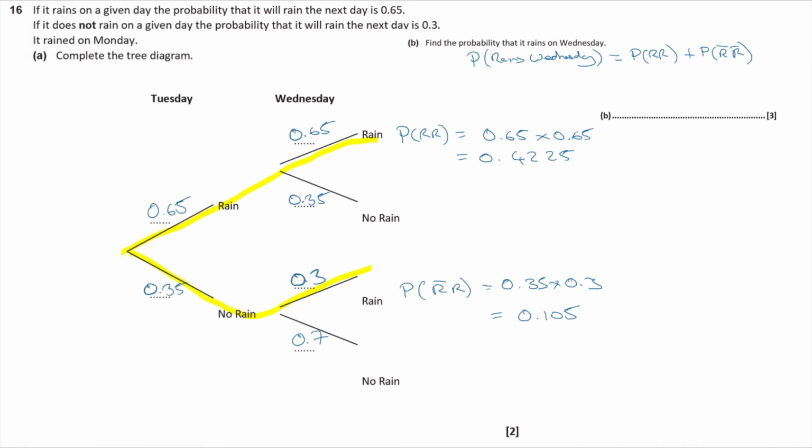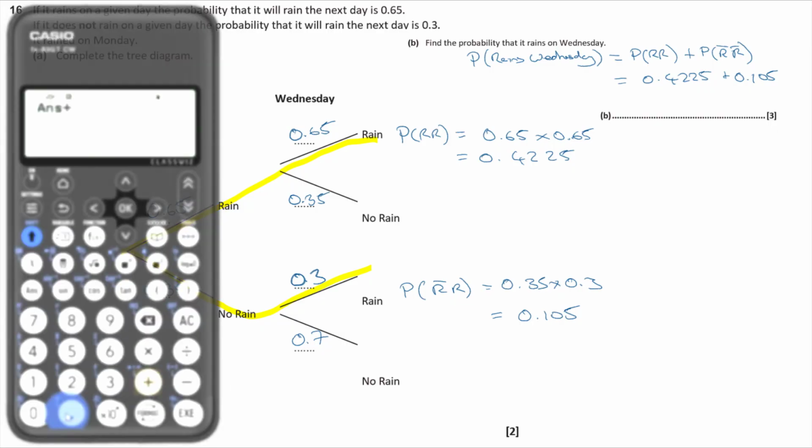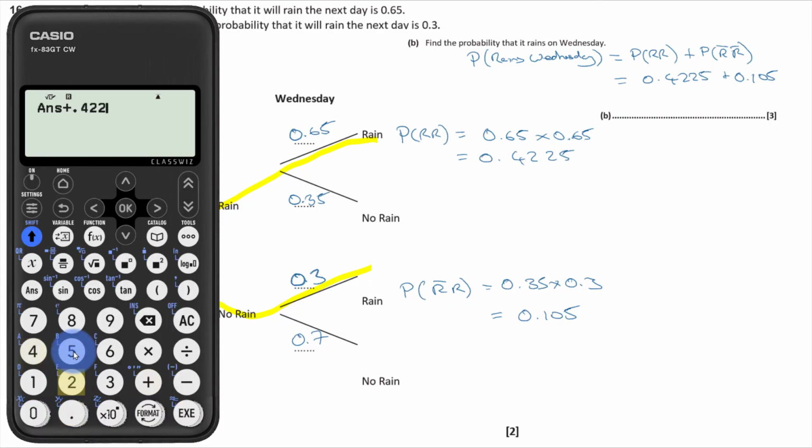Okay, so then the probability of rain on Wednesday is going to be those two added together. Then it's going to be 0.4225 plus 0.105, and that gives me 0.5275.